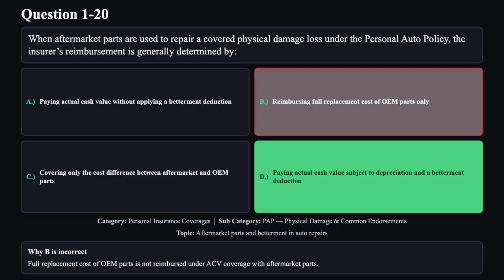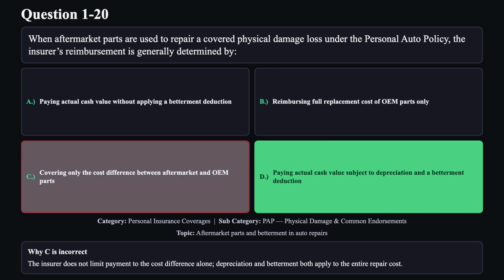Reason B is not correct. Full replacement cost of OEM parts is not reimbursed under ACV coverage with aftermarket parts. Reason C is not correct. The insurer does not limit payment to the cost difference alone. Depreciation and betterment both apply to the entire repair cost.